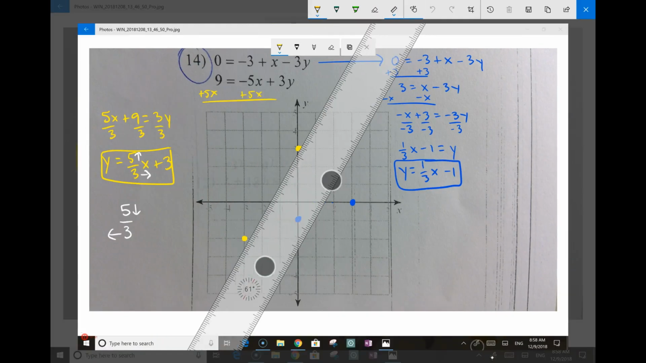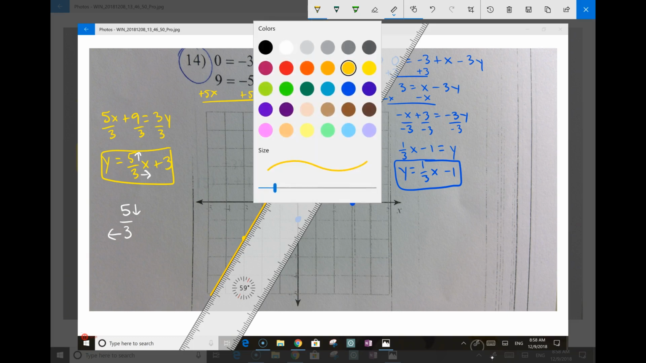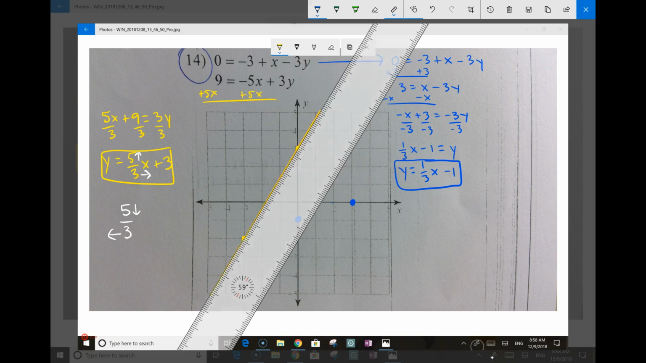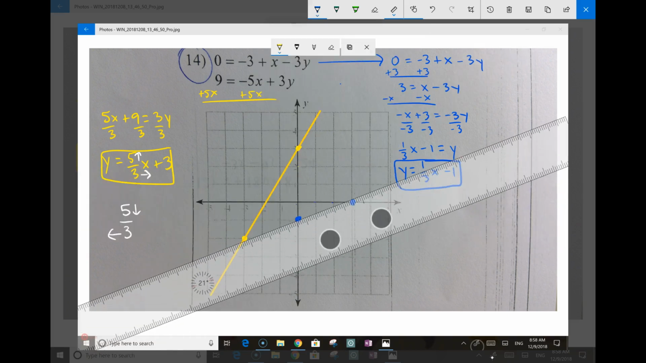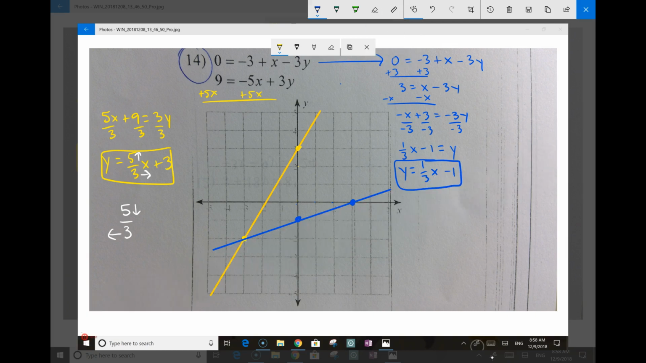Yellow line first. Right there. And blue line second. And there you go. If that's where you guessed they were going to meet, then you guessed correctly. Okay, so the meeting point for these two equations, these two lines, is right there.